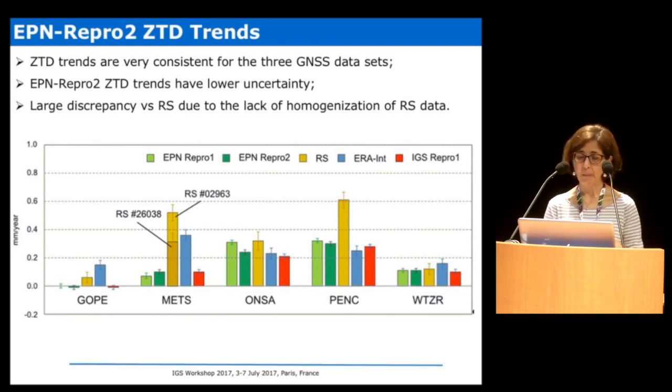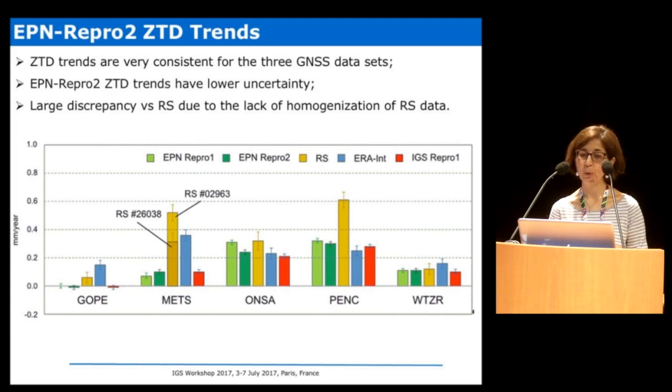But as we all know, the EPN network has a very good coverage over Europe, and it is a better coverage than the IGS network or the radiosonde network that are currently used for the long-term analysis of ZTD and integrated water vapor. So, from these results, we can say that this dataset is suitable for ZTD trend analysis on a long basis over Europe, in areas where the other datasets are not available.